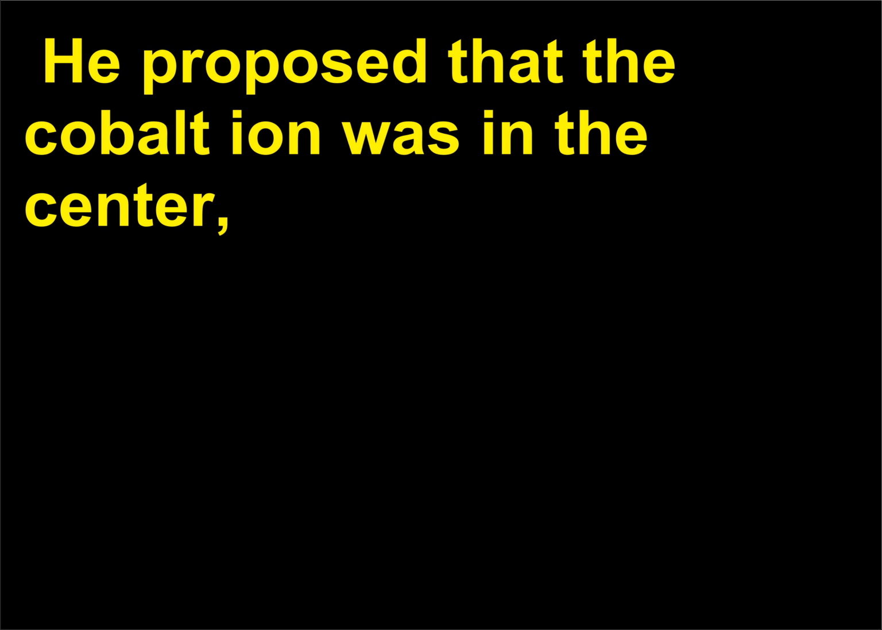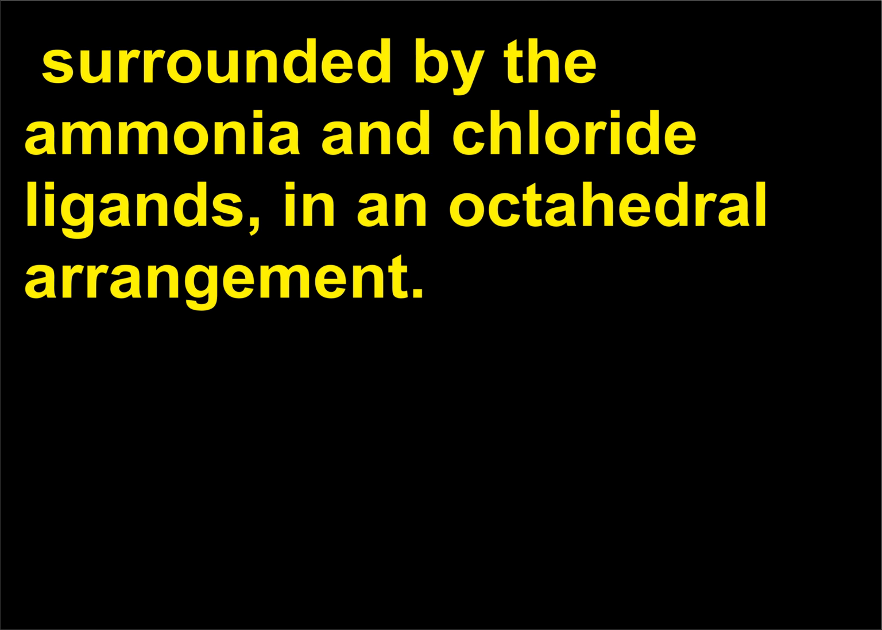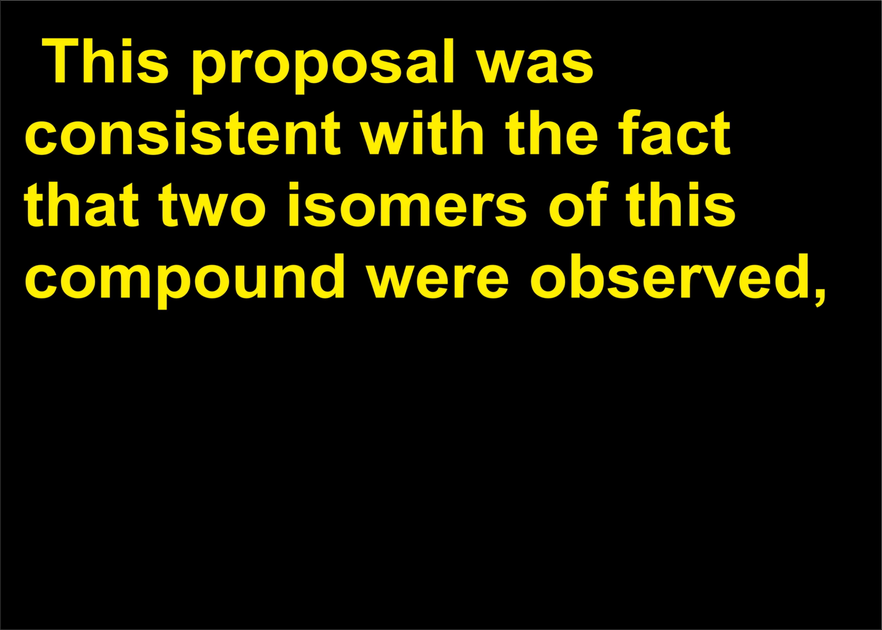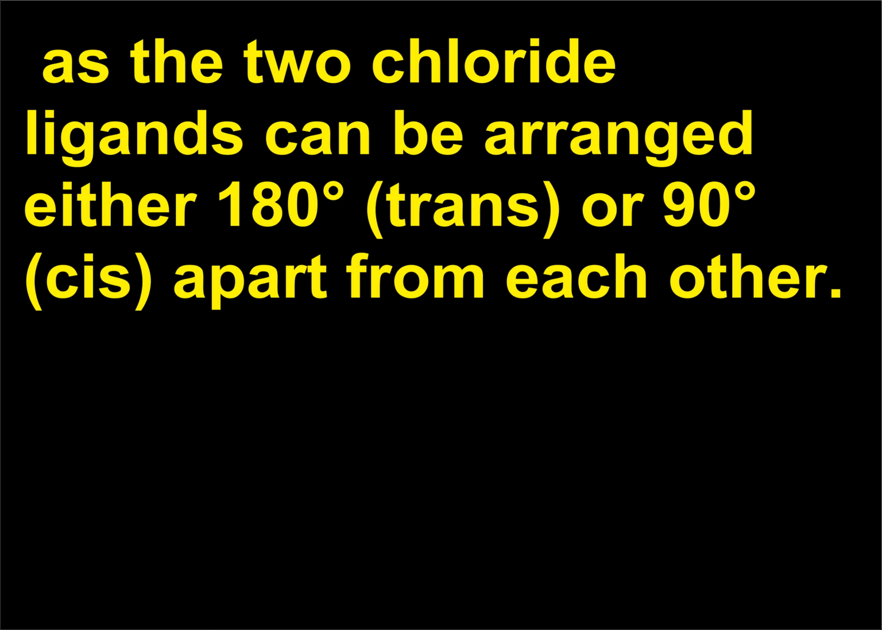He proposed that the cobalt ion was in the center, surrounded by the ammonia and chloride ligands, in an octahedral arrangement. This proposal was consistent with the fact that two isomers of this compound were observed, as the two chloride ligands can be arranged either 180 degrees, trans, or 90 degrees, cis, apart from each other.